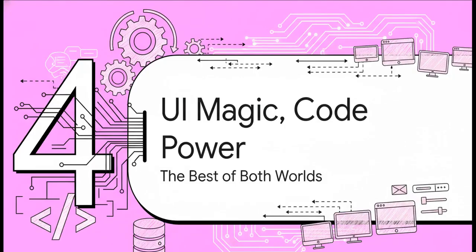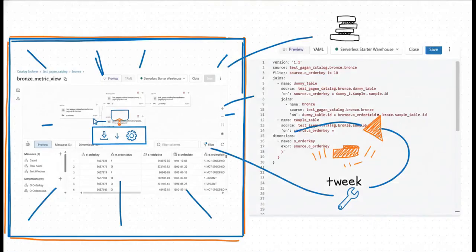Now, for all the technical folks watching, you might be thinking, okay, this UI is nice and all, but am I losing control? What about the code underneath? And the answer is a big fat no. See, this is the magic. As you're clicking and dragging in the UI on the left, Databricks is automatically generating all that powerful YAML code for you in the background.